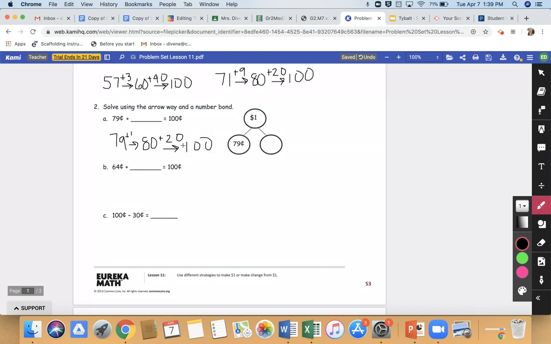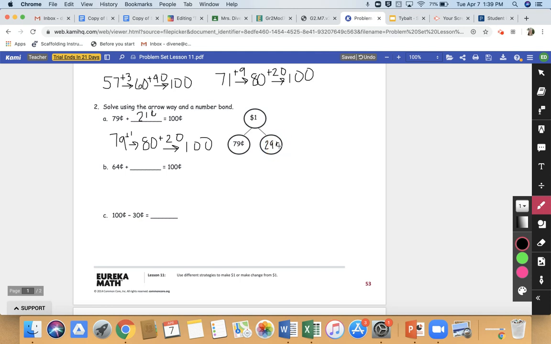So then I know over here it's going to be 20 plus 1 or 21 cents, so I can fill in my number bond here. 79 cents and 21 cents is going to get me to $1.